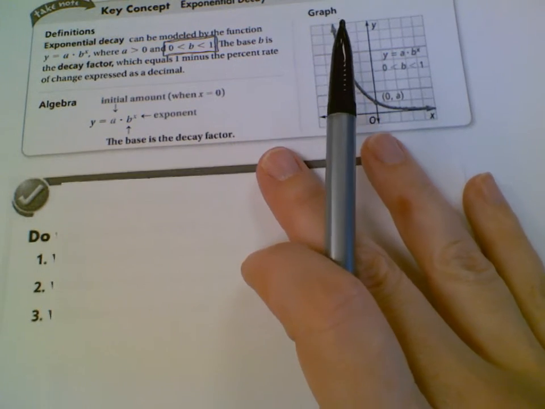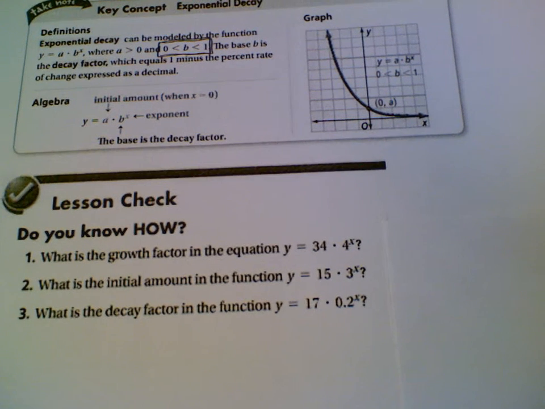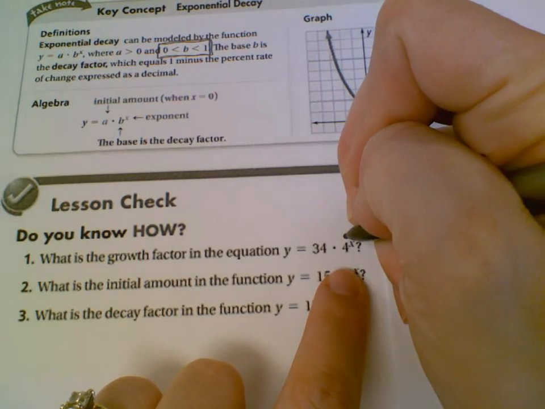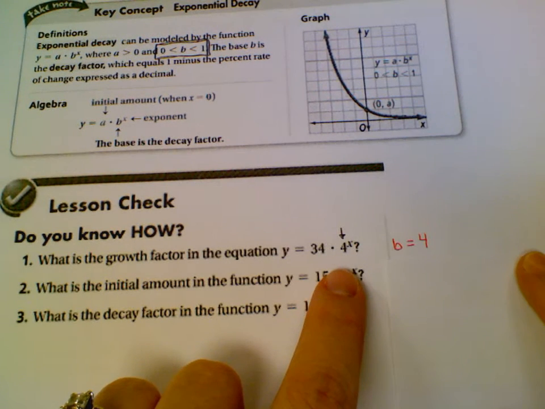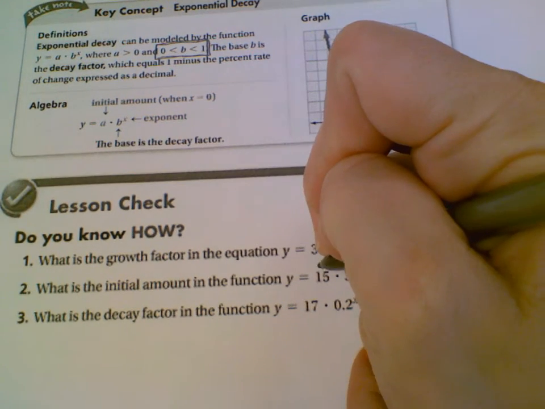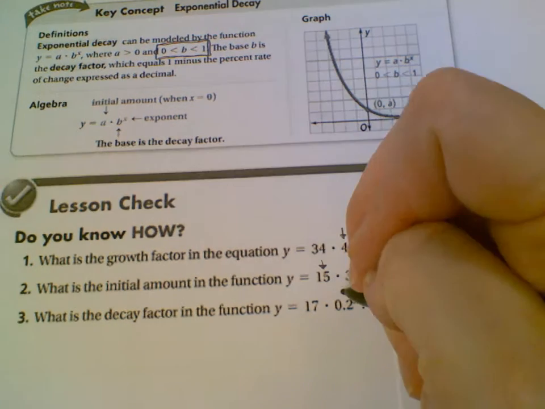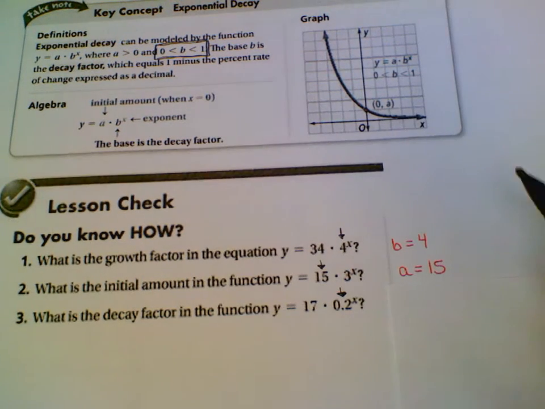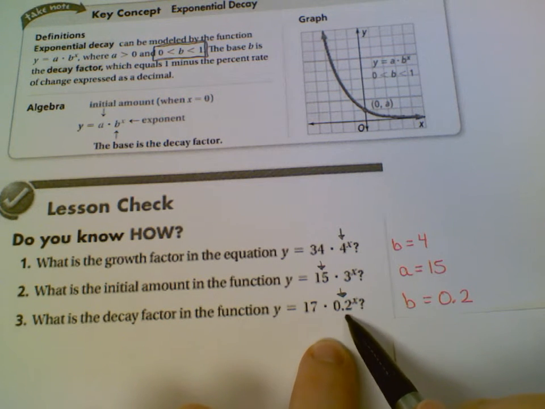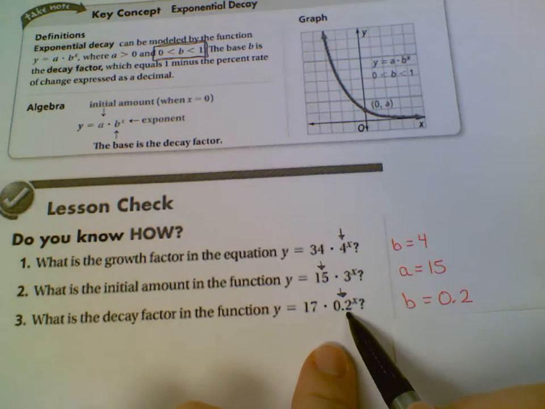Okay, so let's look at some problems. Down here you are asked to find growth factors, initial amounts, decay factors. So it says, what's the growth factor in the equation? Well, my growth or decay factor is always the b value, so my answer is just 4. What's the initial amount? Well, when I'm talking about initial amount, it's always the first number that I have there, which is why it's 15. And then in the decay factor, my decay factor is always the b value, or the second number, which is why it's 0.2. Notice for the decay factor, I'm less than 1. Notice for the growth factor, I'm bigger than 1. That's how I know if it's exponential growth or exponential decay.